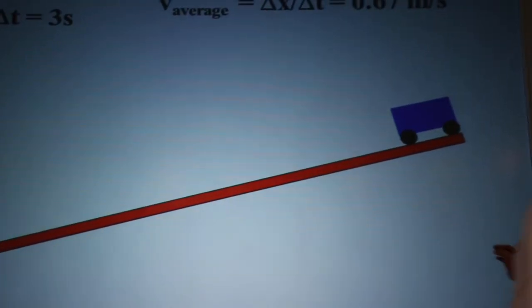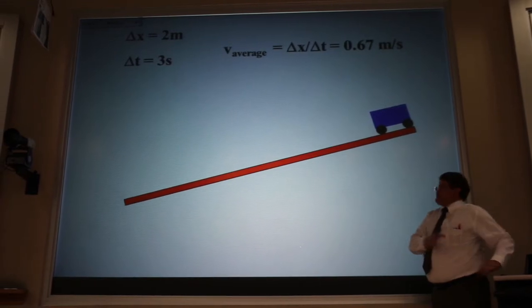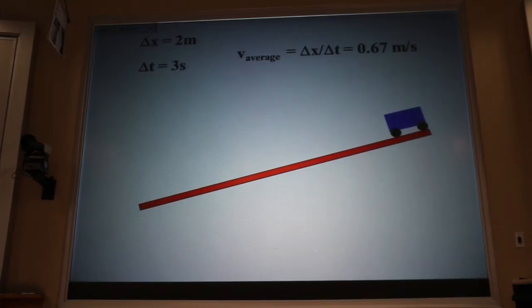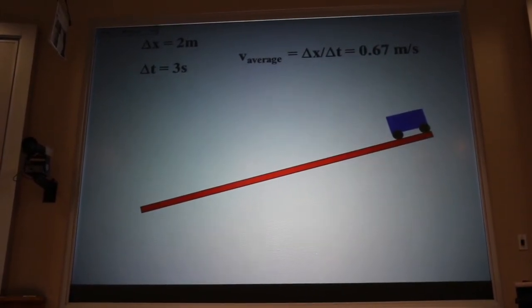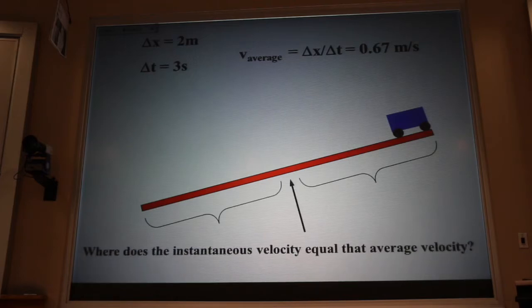Now, the question was, if this cart had a speedometer magically in its side, that speedometer would start at 0 and get a bigger reading as it went down. At some point, the reading on that speedometer would be 0.67 meters per second. At that location, the average velocity and the instantaneous velocity would have the same value. And we asked, where does that happen? In the middle of the ramp, the upper half of the ramp, or the lower half of the ramp? Do you remember what the correct answer was? The upper half.